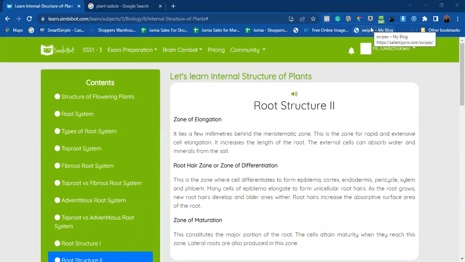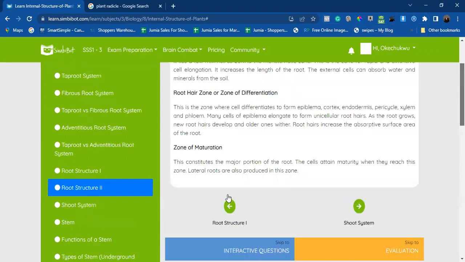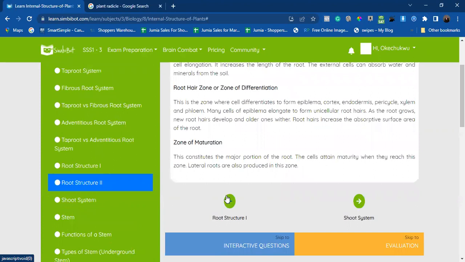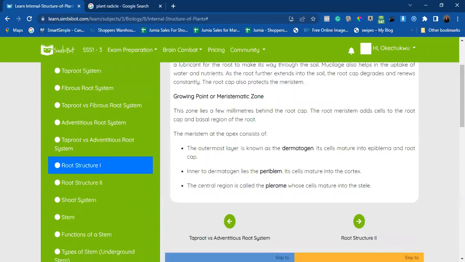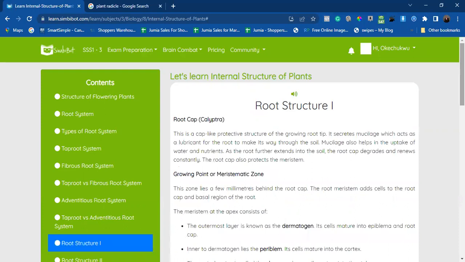So, in the plant, there are different zones, and they all have their structures and functions in the plant. We talked about the root cap that secretes mucilage and acts as lubrication as the plant makes its way through the soil. We looked at the growing point, or what we'll regard as the meristematic zones.